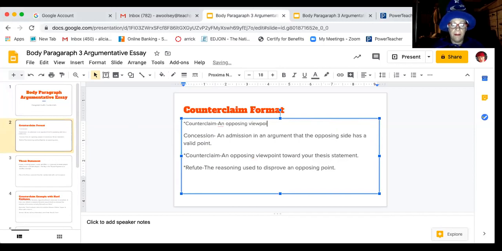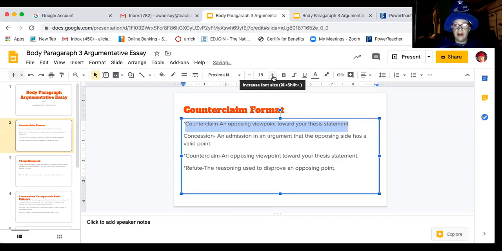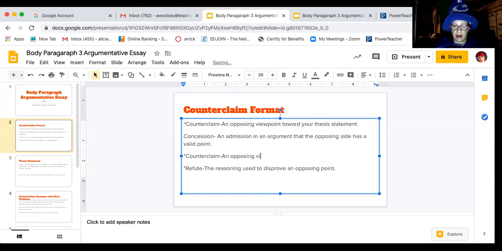toward your thesis statement, okay? So this will not support your thesis statement because you're going to argue against this counterclaim. All right, so that's important to note. This will not support your original thesis statement, which was in your first introduction paragraph.